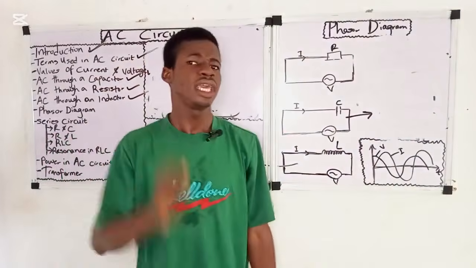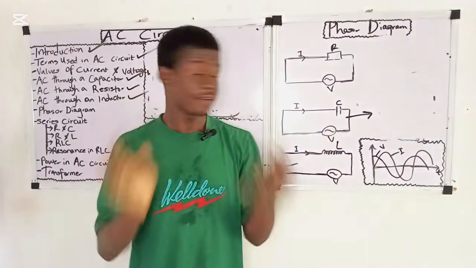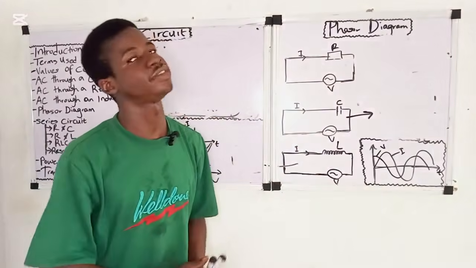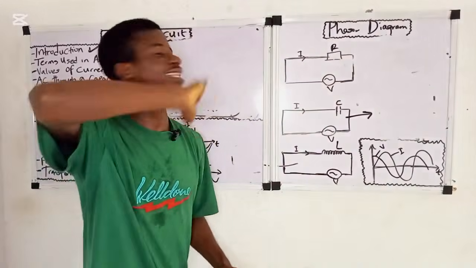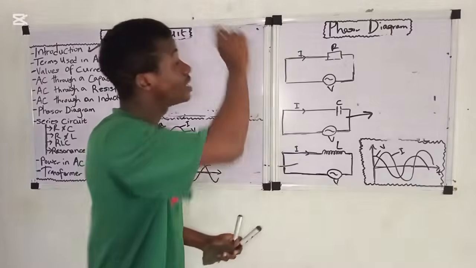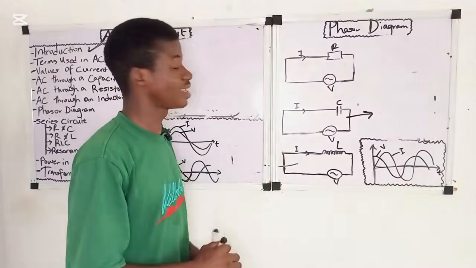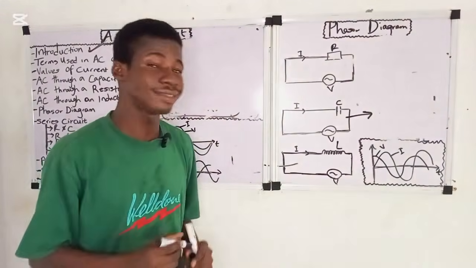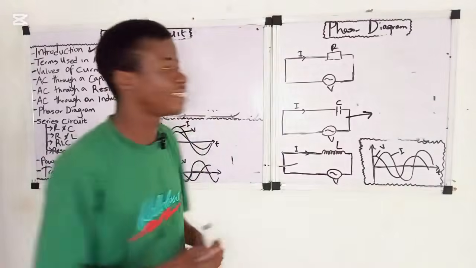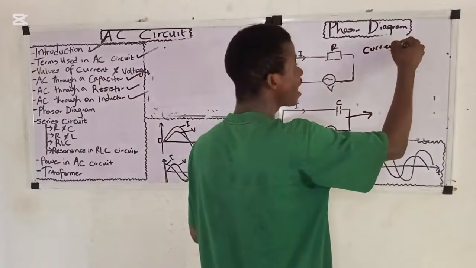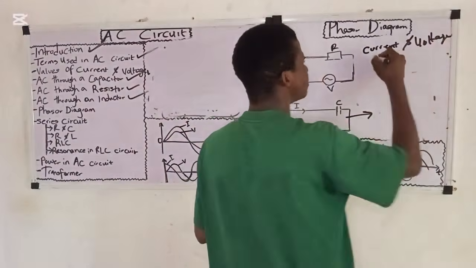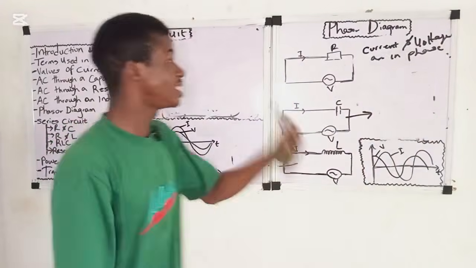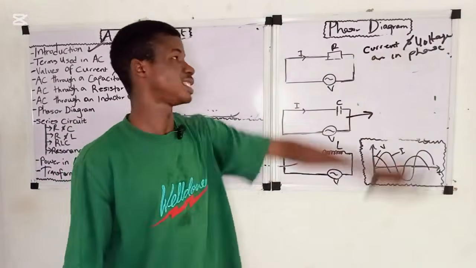Now take note, this is very important and an exam-based question. In a purely resistive circuit, current and voltage are in phase. That means their phase difference is zero.